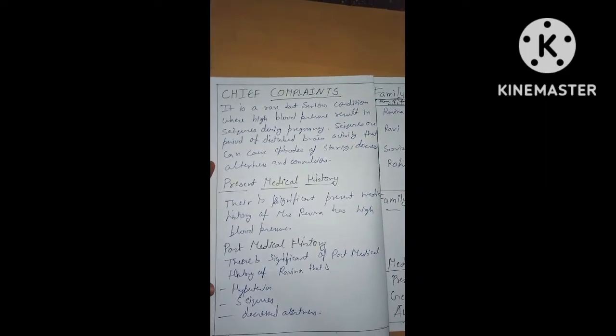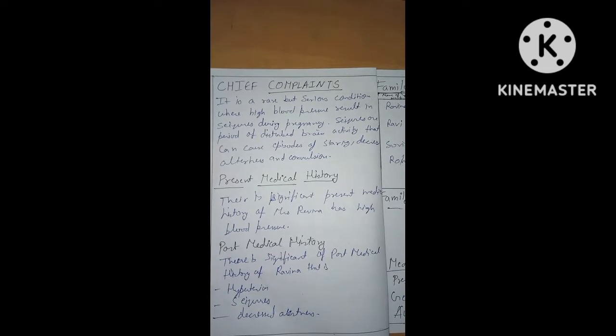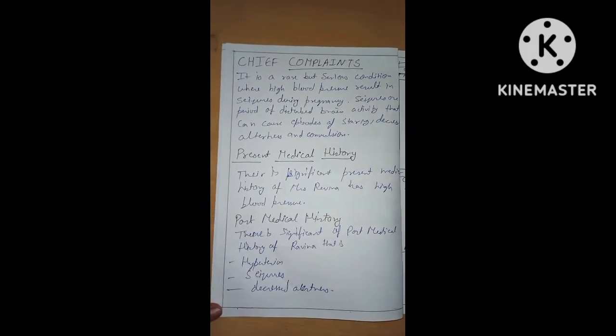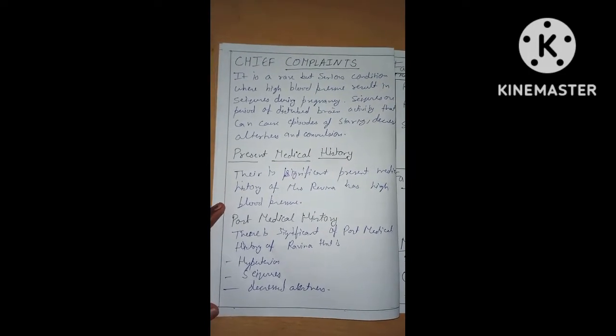Present medical history. There is a significant present medical history: Miss Ravina has high BP. Past medical history. There is a significant past medical history of Ravina, that is hypertension, seizure, and decreased alertness.